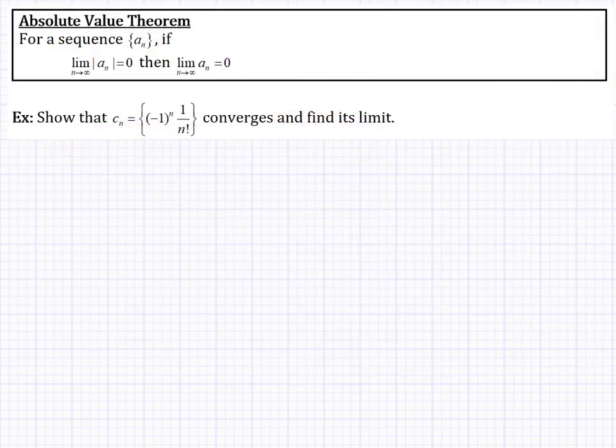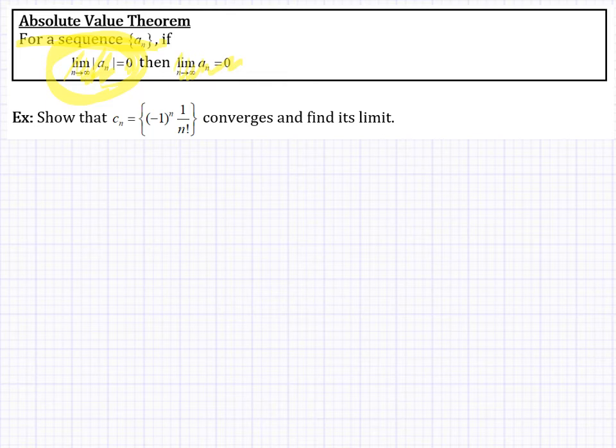Another tool we can put in our toolbox would be this absolute value theorem. This works really nicely when we have terms of a sequence that aren't necessarily all the same sign. They could be alternating, or they could just be a couple of negative terms, a couple of positive terms. So what it says is this. For a sequence a sub n, okay, if the limit as n goes to infinity of the absolute value of a sub n equals 0, then the limit as n goes to infinity of a sub n also has to equal 0. So what this does is, by doing the absolute value of the sequence, it eliminates any sign of the terms. So no negative, no positive, everything just becomes positive.